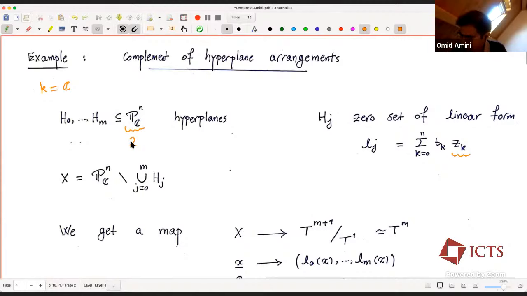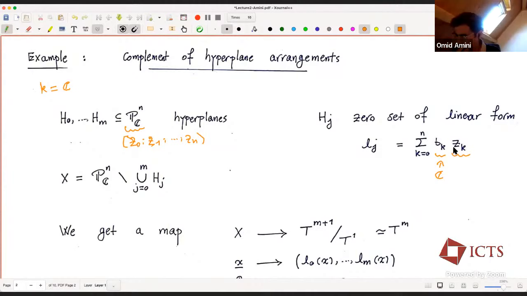So Z0, Z1 up to Zn are the projective coordinates. And these BKs are elements of this. Unfortunately, I used the same letter here, but this K is an index. So these are elements of this field C. And Hj is the set of all elements of Pn such that this is vanishing. Okay, so it's a hyperplane in PnC.